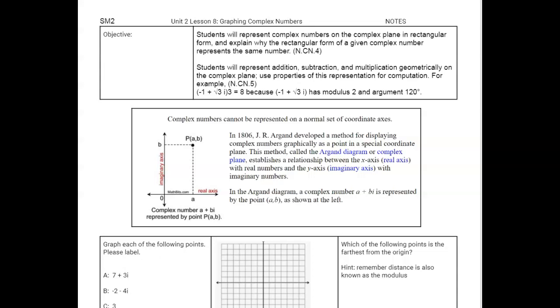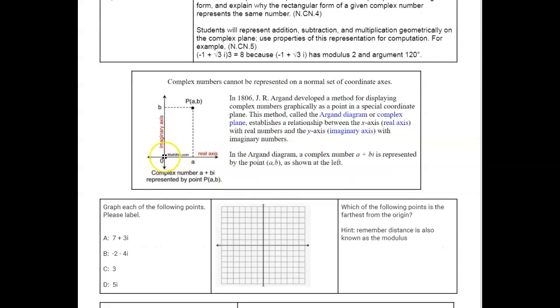Okay, the last section in Unit 2 is about graphing complex numbers. So I gave you a small look into it, and it's right here. So remember, the x-axis is really the real axis, and the y-axis is now the imaginary axis.